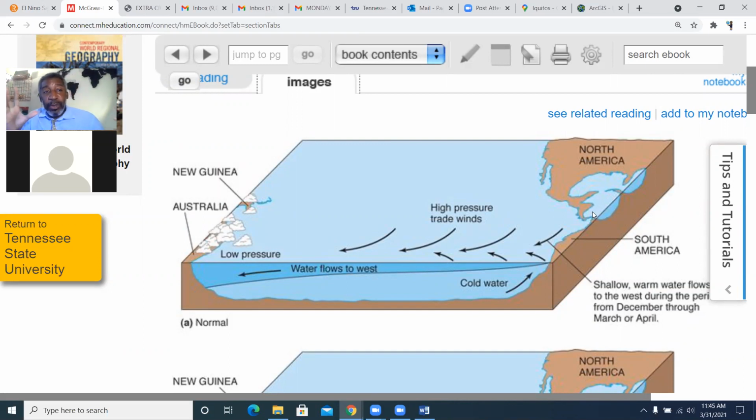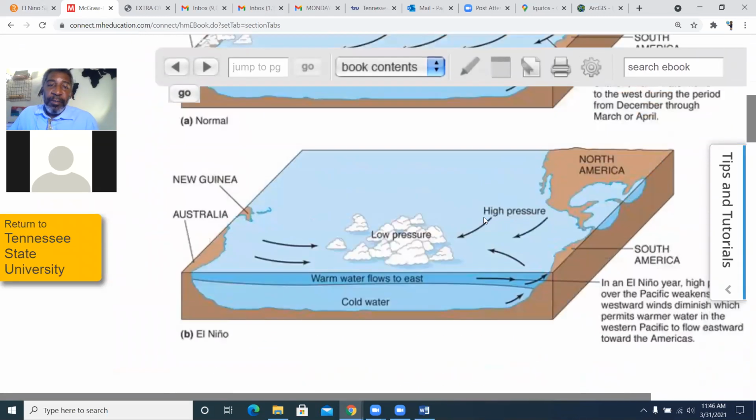So what happens during El Nino is when that warming occurs, places that are normally very wet or get lots of rain have droughts. Places that are normally dry have torrential rains and flooding. There are all kinds of effects on a global scale related to El Nino that can, in some cases, be quite destructive.